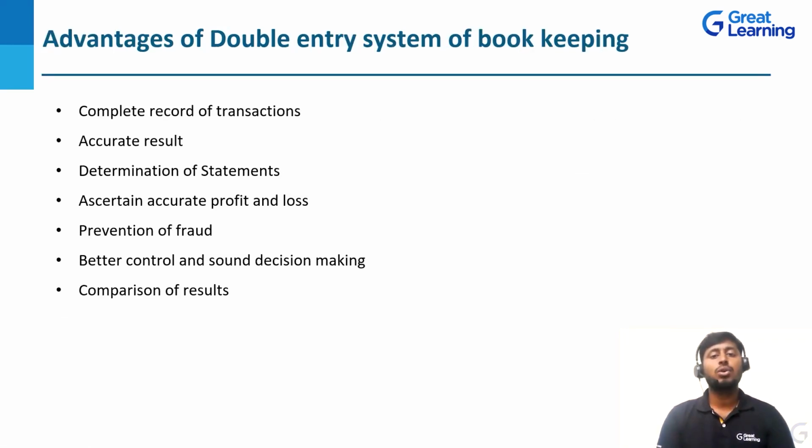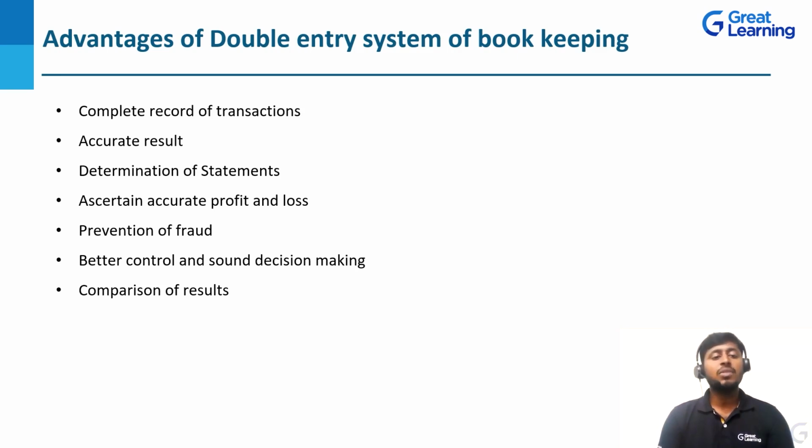Next, advantages of the double entry system of bookkeeping. First one, complete record of transactions. In the double entry system of bookkeeping, if we compare with the single entry system, we will get the complete record of all the activities. But in the single entry system, we are not going to get the complete record of transactions. So that is the first advantage of the double entry system of bookkeeping.